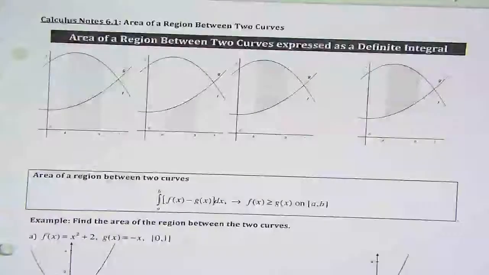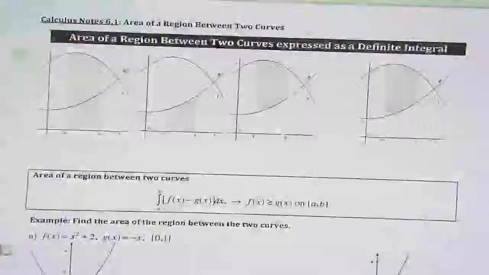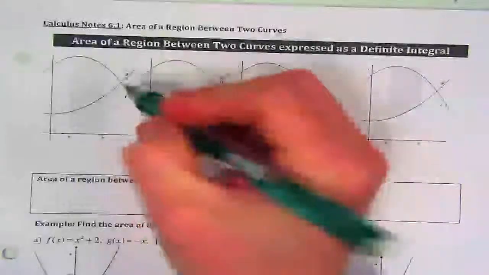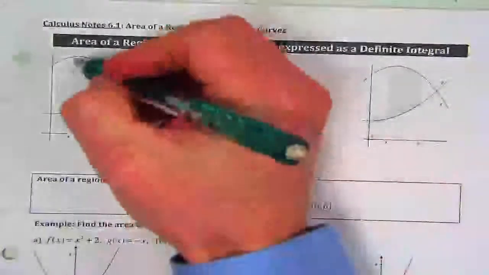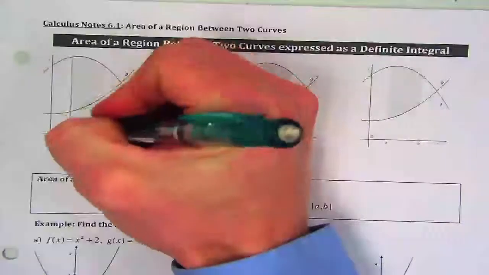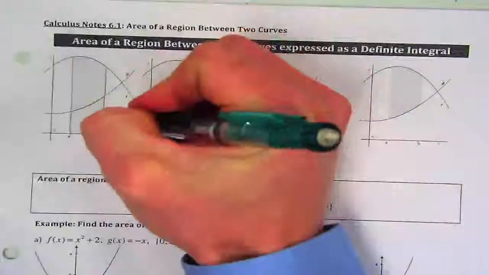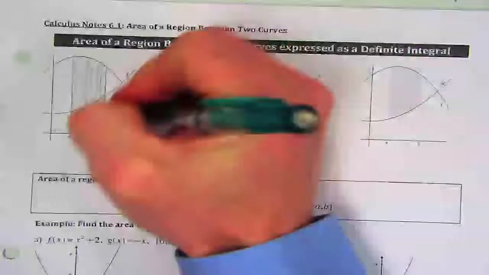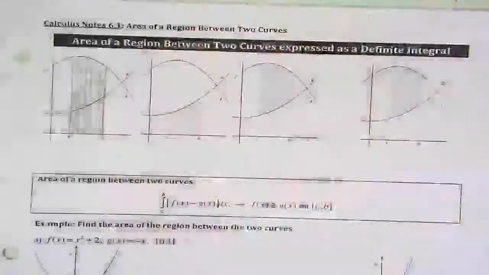So today, we're going to find out how to find the area between two curves expressed as a definite integral. We just have two functions here, our f function and our g function. So in this first graph, what is this shaded area showing us? Or how would we find the shaded area?